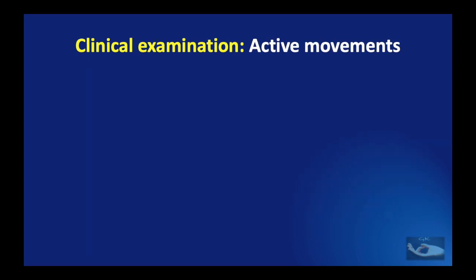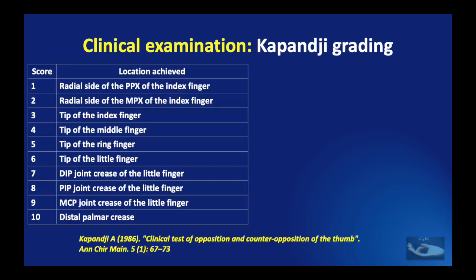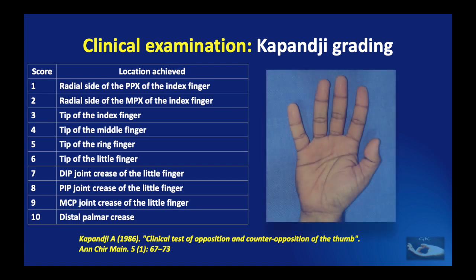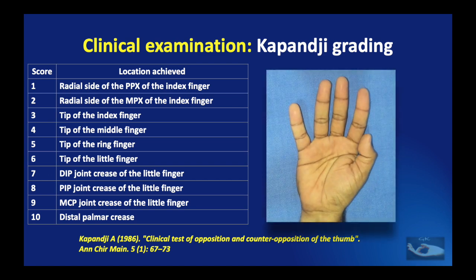Next, we can ask the patient to do active opposition of the thumb to the other fingers. This movement can be graded according to the Kapandji grading system. This grading is from a score of 1 to 10. When the patient is able to touch the radial side of the proximal phalangeal region of the index finger only, it is known as grade 1.